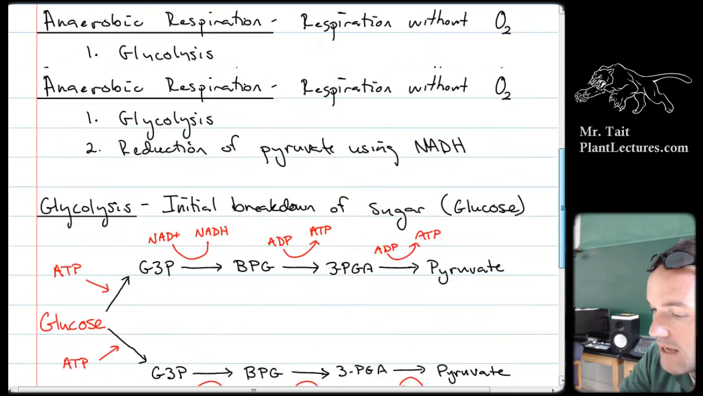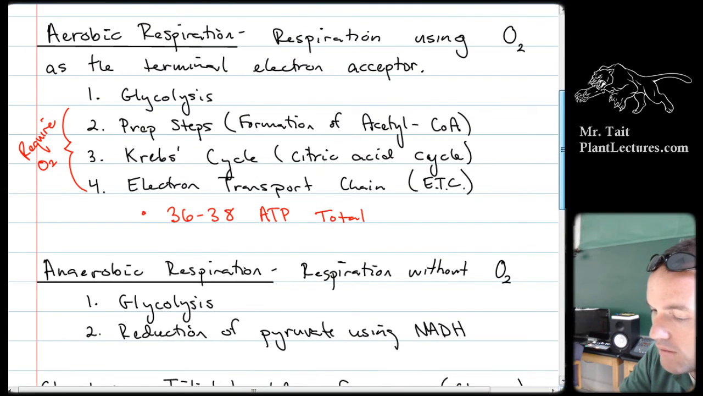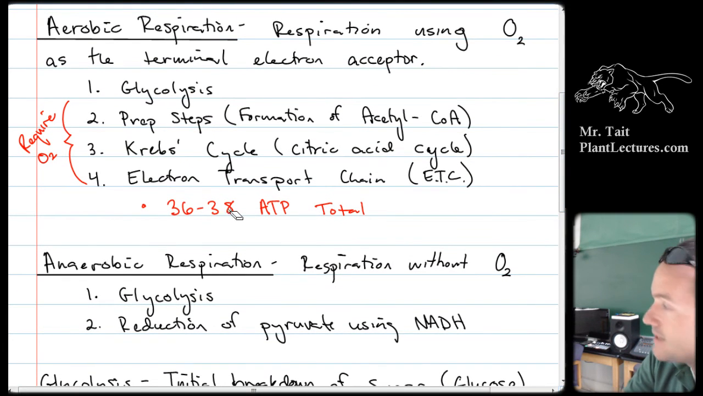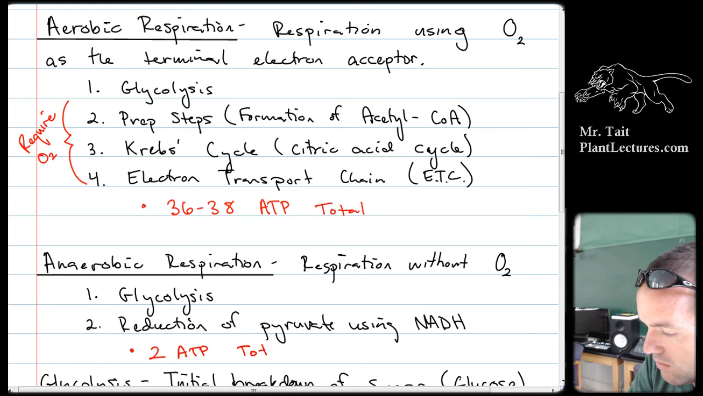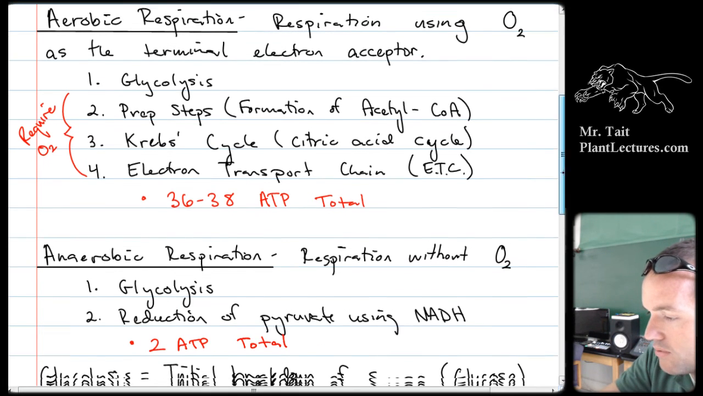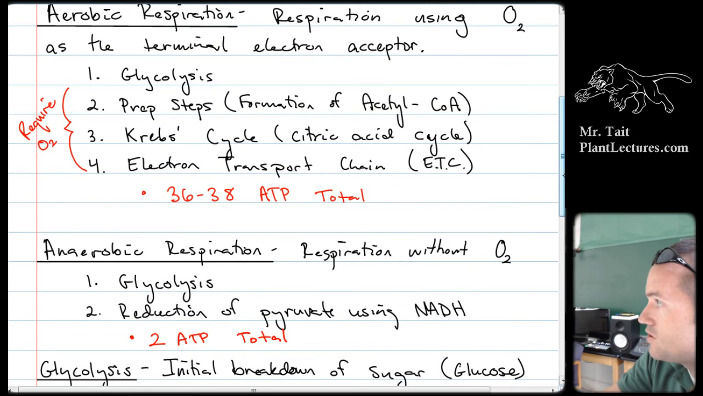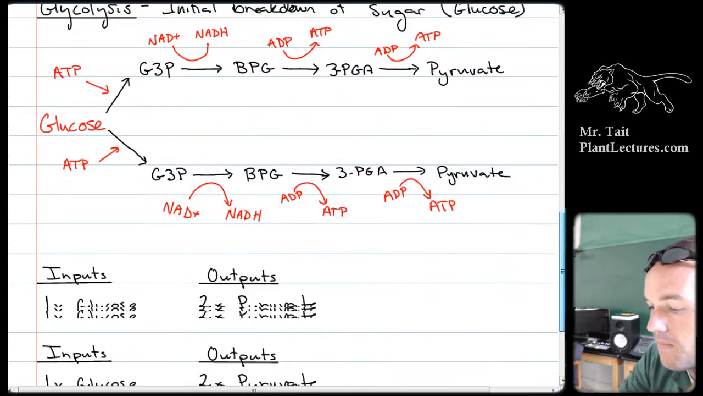So up here, we said that aerobic respiration would make 36 to 38 ATP, right? But this only goes through glycolysis, and how much does glycolysis make? 2. 2 ATP total. That's pretty inefficient compared, right? This makes 36 to 38 per glucose. This makes 2 per glucose. All right.